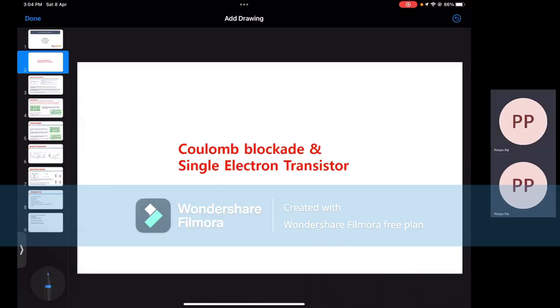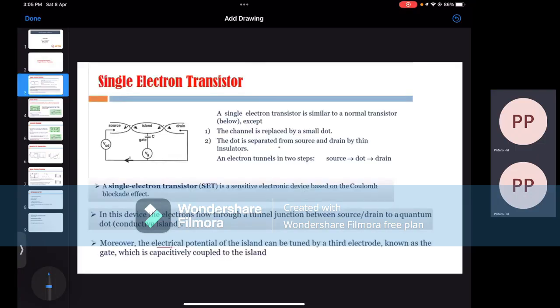It's not moving here. Okay, so the Coulomb blockade and the single electron transistor, that we need to understand, and some of the concepts which will be related to the assignment questions, so that you will be able to solve the things. I hope with this it will be very clear to all of you. So with this, I want to start.